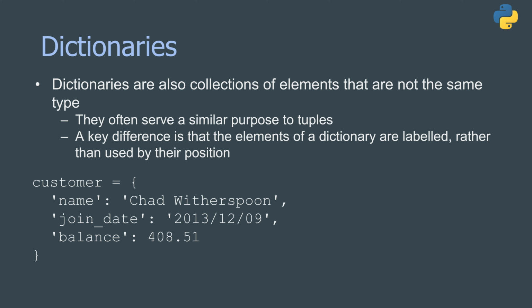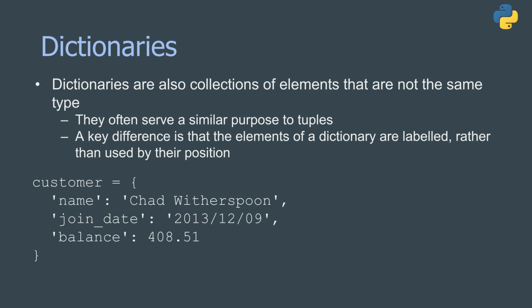But the big advantage, as I was mentioning before: if you wanted to get Chad Witherspoon in the tuple, you would say customer square bracket 0. You would have to remember that the name was the first field in that tuple. Remember, 0 gives you the first value, just like with a list. But a dictionary is a powerful alternative to a list. It allows you to reference things not by their index, but by their key, which is a string, in fact. So it makes it a lot more readable.